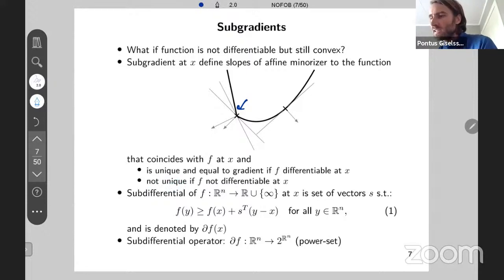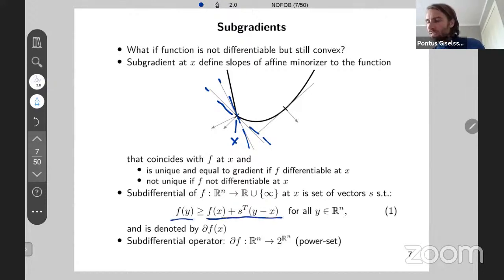So we see here we have two lines, this line and that line, and both are affine minorizers to the function that coincide with the function at the point x, where this is x now. But they have different slopes, which means that they correspond to different subgradients. So if you compare to what we had on the previous slide, we had f of y greater than or equal to some affine function.